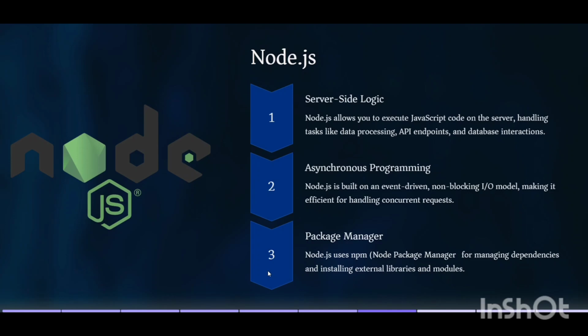It's also an asynchronous programming language, and third is package manager. Let's see, first is server-side logic. Node.js allows you to execute JavaScript code on the server, handling tasks like data processing and API endpoints. Asynchronous programming: Node.js is built on an event-driven, non-blocking input output model. Package manager: of course, it uses npm, the node package manager, for managing dependencies and installing external libraries.